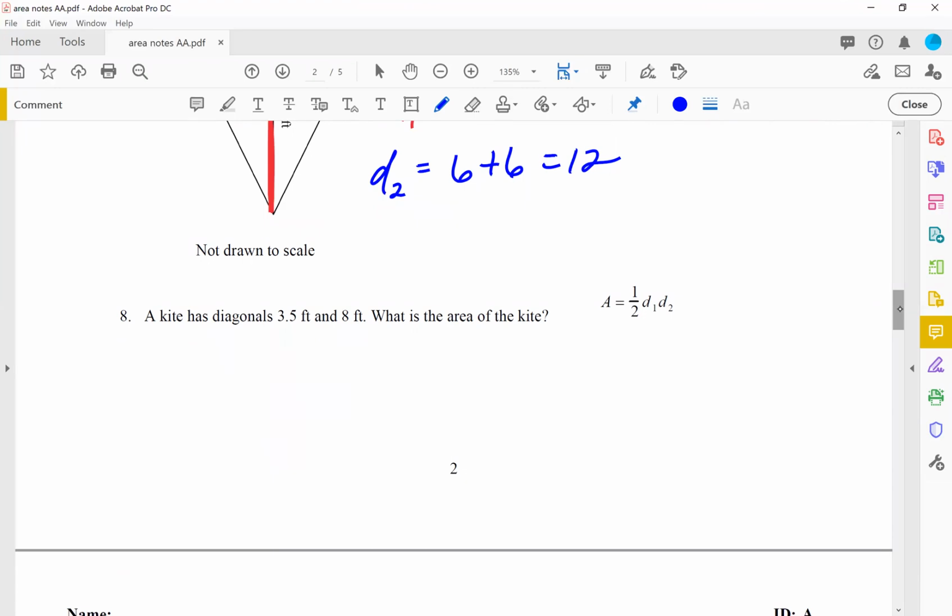Okay, another one here. They don't even have to give you a picture. They just tell you the diagonals. You just put them in the formula. 1/2 times, and then diagonal 1 is 3.5. Diagonal 2 is 8. So I can do 1/2, so that's 1 divided by 2, right? Or 0.5, times 3.5 times 8. And so you will get 14. And that would be feet squared.